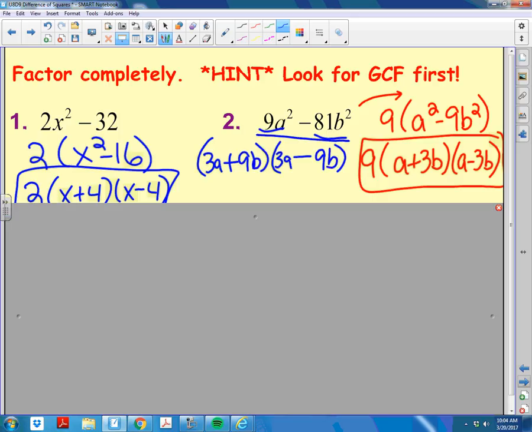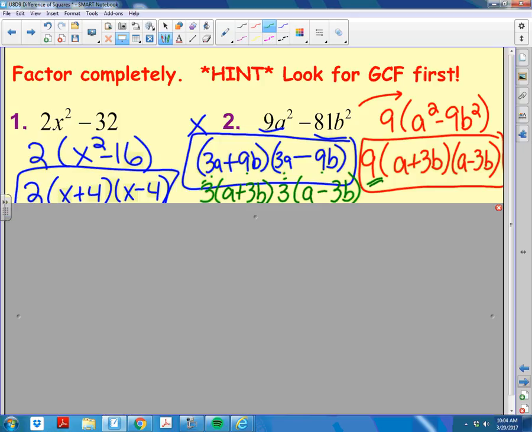Now here's the problem. This can still be simplified because see how they still share 3? In the first one, you can take 3 out and it's a plus 3b. And in the second one, you can take 3 out and it's a minus 3b. And 3 times 3 is, yeah.